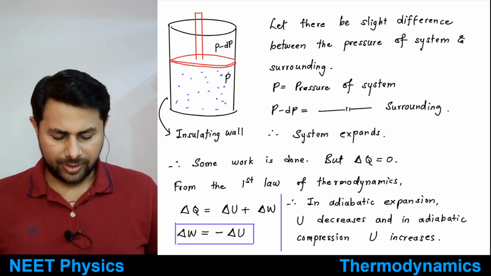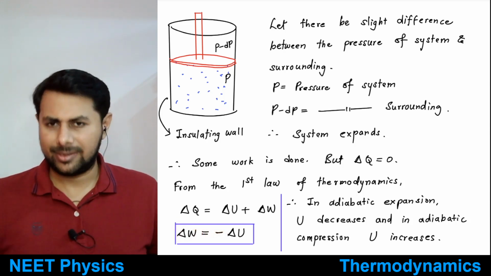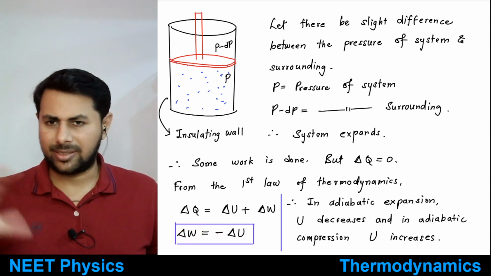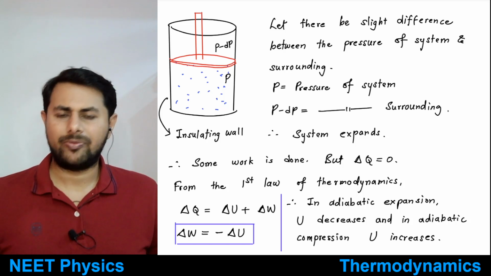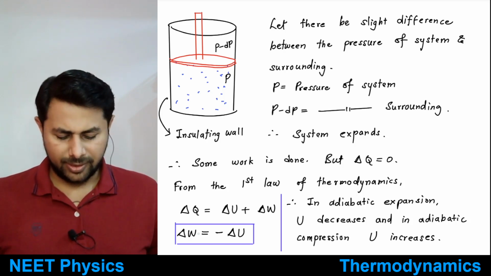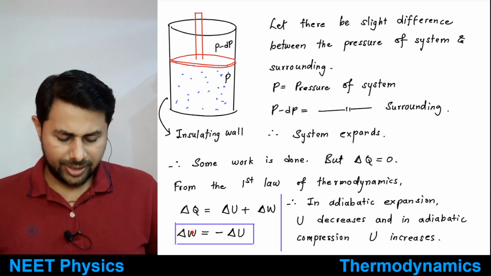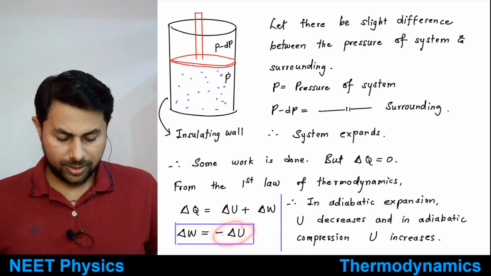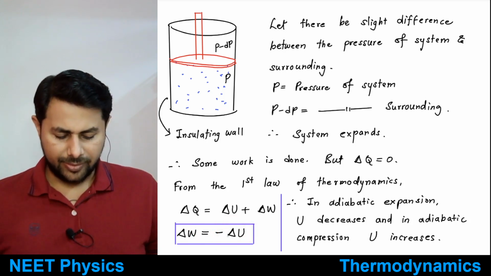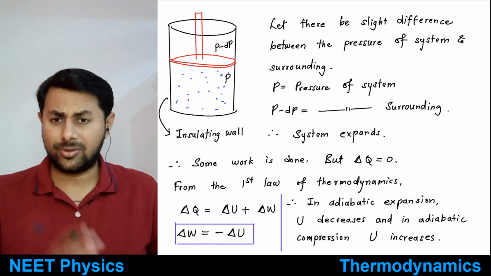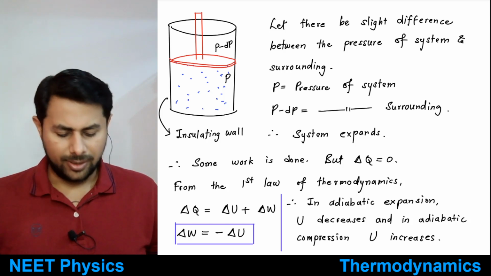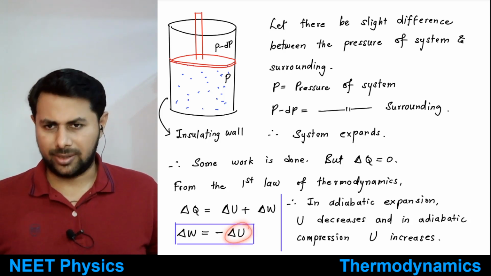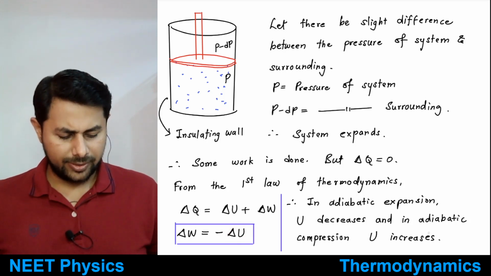System is doing some work. Our delta W is what? Work done by the system. It would be positive when work is done by the system, that means there is expansion. It would be negative when work is done on the system, right? So if the system does some work, then delta U would be negative. Work done is minus delta U, so its internal energy would decrease. If work is done on the system, then internal energy would increase. Okay, this is clear.